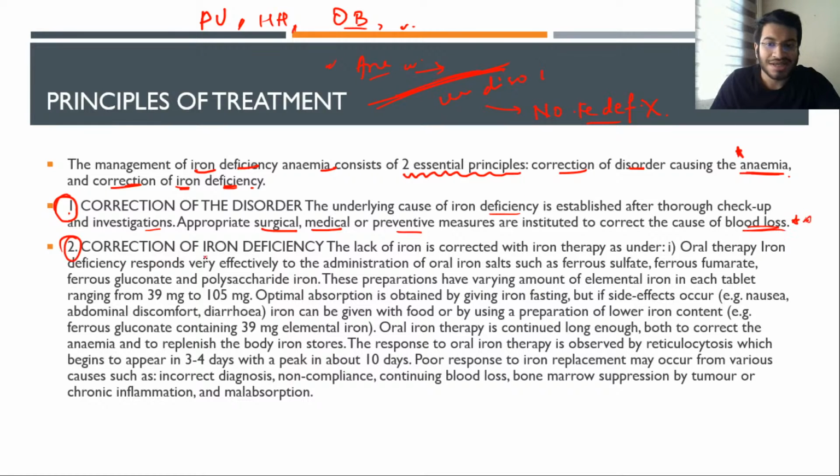Now comes the correction of the iron deficiency. The lack of iron is corrected with iron therapy. First of all, oral therapy: iron deficiency responds very effectively to the administration of oral iron salts such as ferrous sulfate, ferrous fumarate, ferrous gluconate and polysaccharide iron. Then you can also give IV. These preparations have varying amounts of elemental iron in each tablet, ranging from 39 mg to 105 mg.